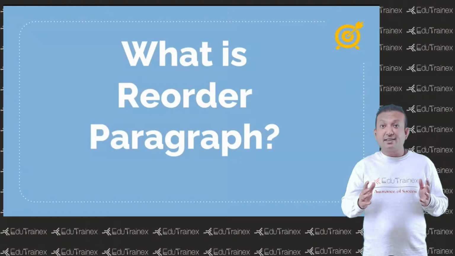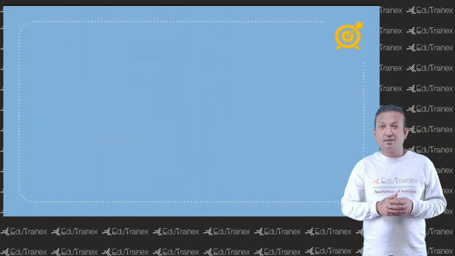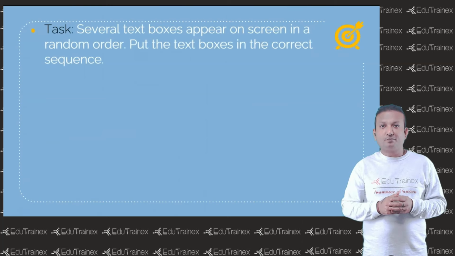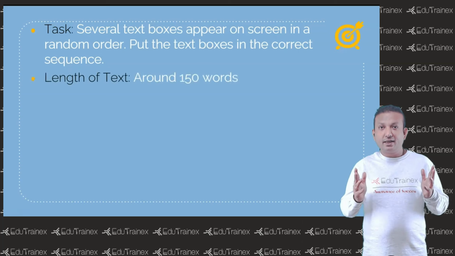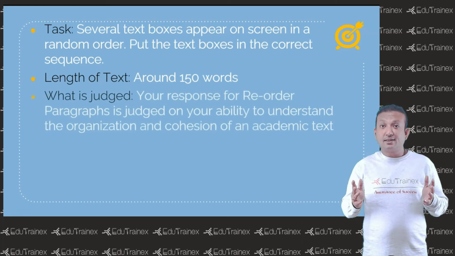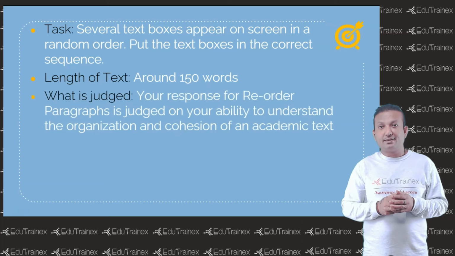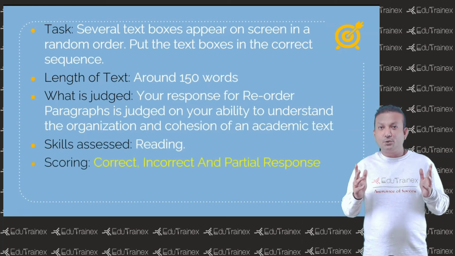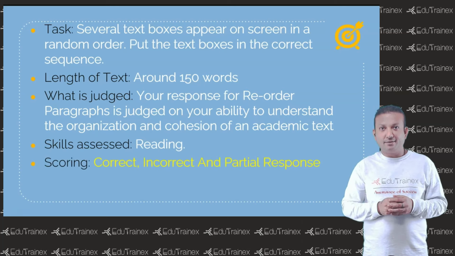So let's firstly understand what this task is. A paragraph is broken down into sentences and presented to you in a jumbled order. You need to put them in the correct order. The paragraph is not very big, around 150 words, with 4 to 5 sentences. This task judges your ability to understand the organization and coherence of a text. This task assesses only your reading skills, and partial credit also applies here, which means that you can get partial points if you only get some of the sentences in the correct order.